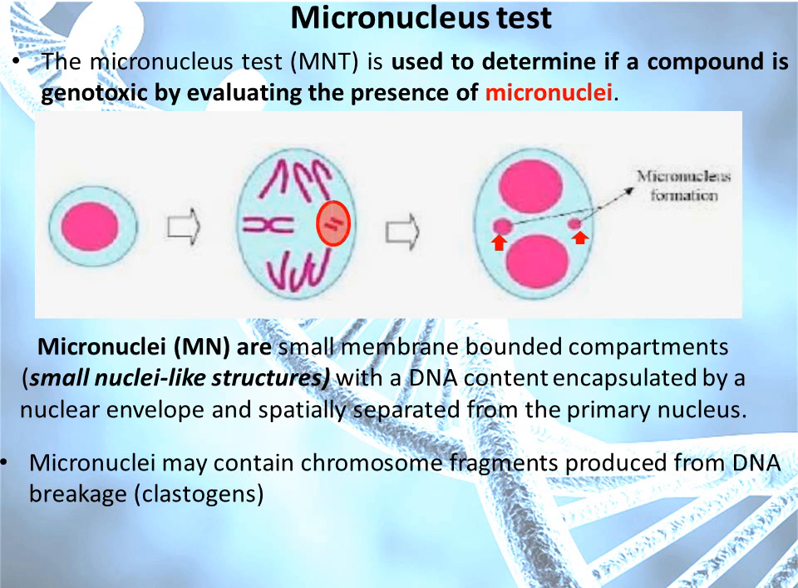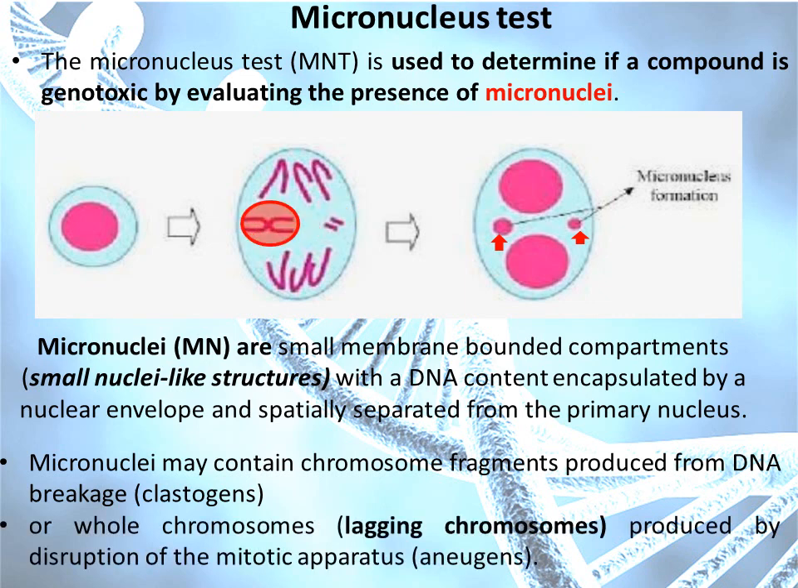A micronucleus may contain chromosome fragments produced from DNA breaks, like it is mentioned in this figure here, and we can here speak about clastogenic effects. When the micronuclei contain fragments or breaks of chromosomes, we can say here that the effect of a chemical is clastogenic. It can induce breaks. And in another case, if these micronuclei contain the whole chromosome or lagging chromosomes produced by disruption of the mitotic apparatus, here we can speak about aneugenic chemicals or aneugenic effects.